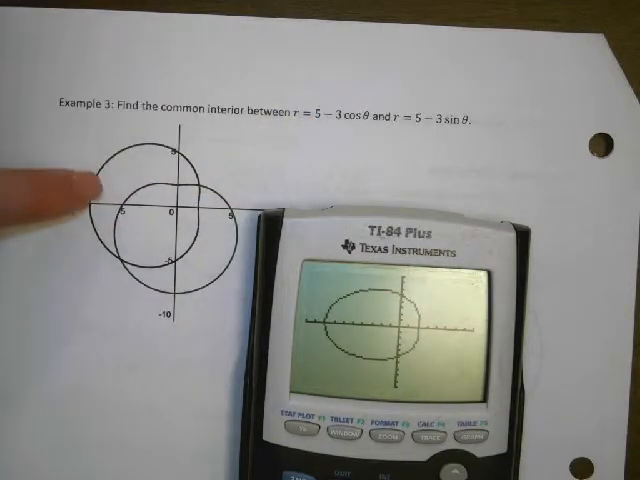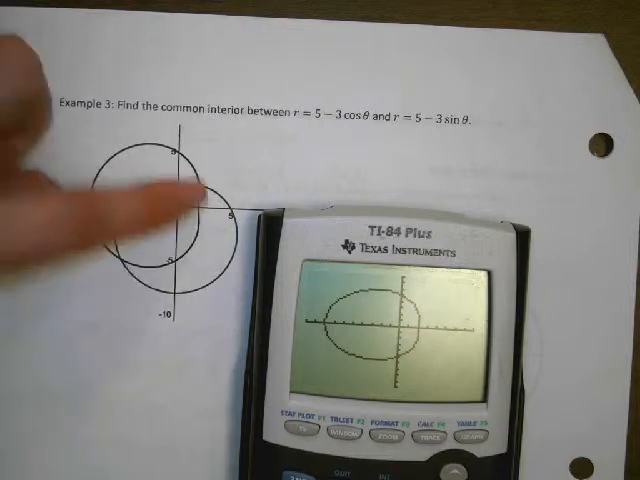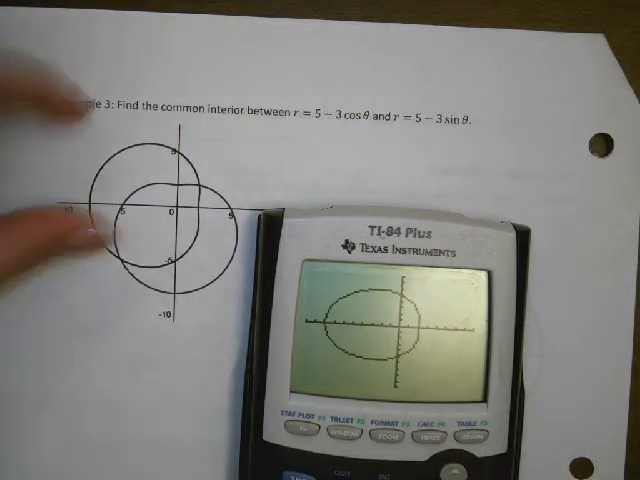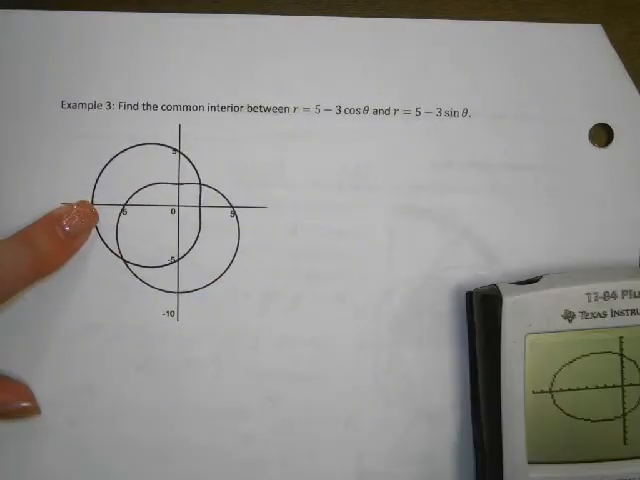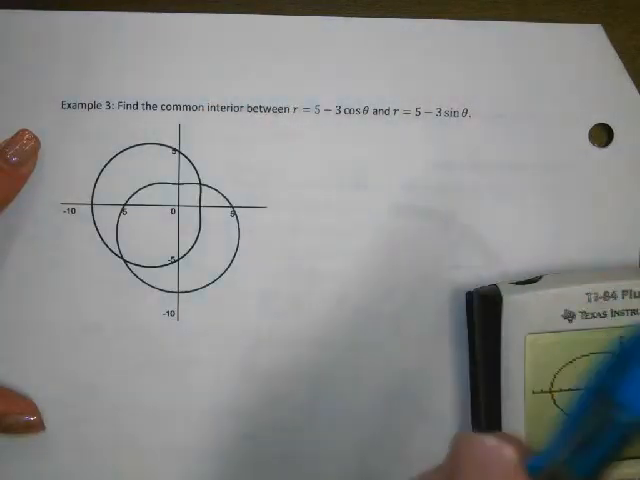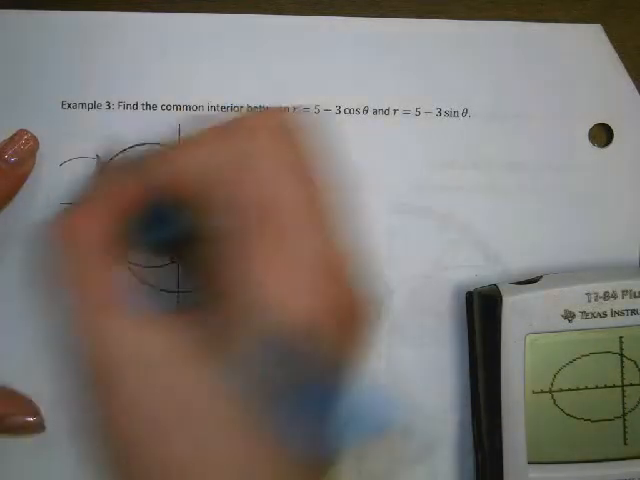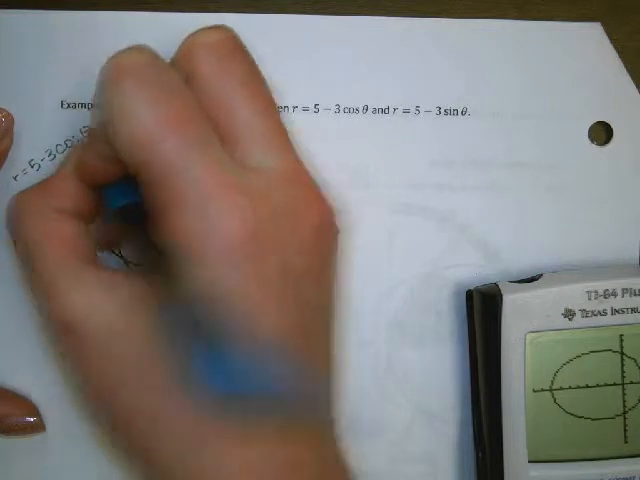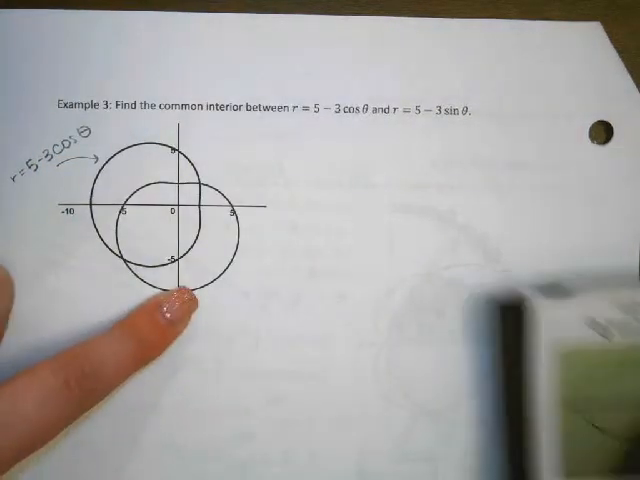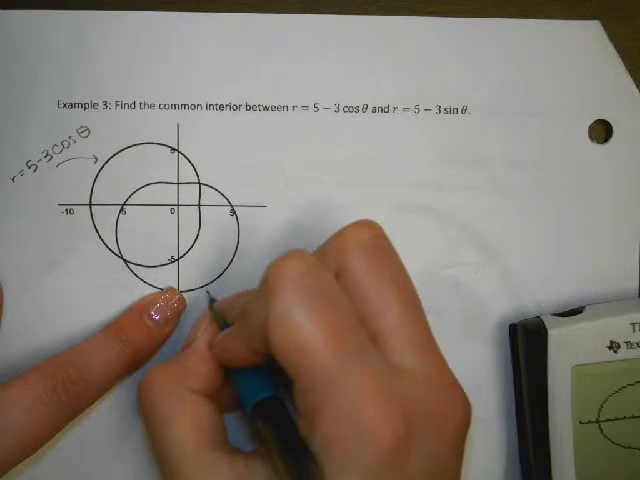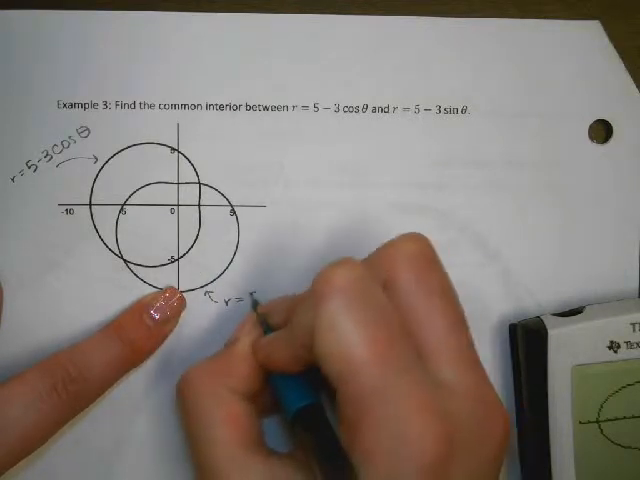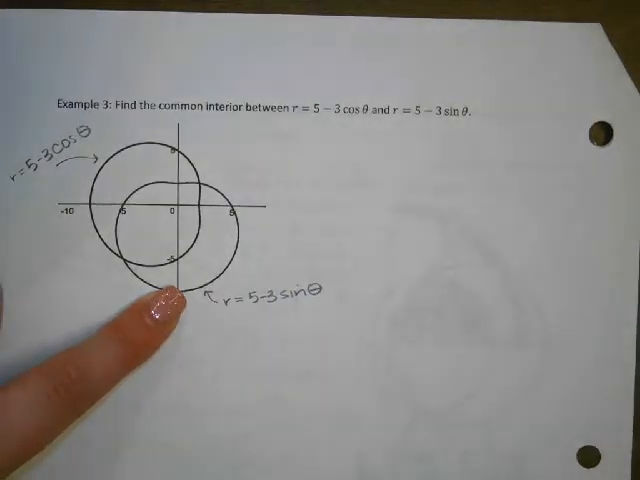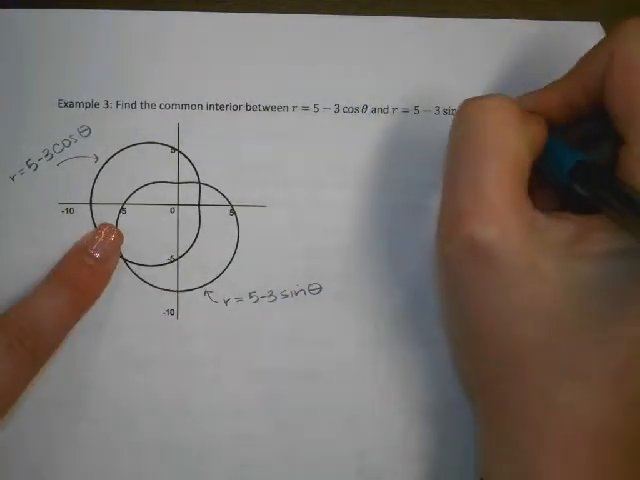Okay, so that is this one. The fact that the screen is not square really messes with me. But you can see it's kind of going this way. And so this one is 5 minus 3 cos theta. And then that means that this other one is the 5 minus 3 sine theta. And so we are going to do the same steps.